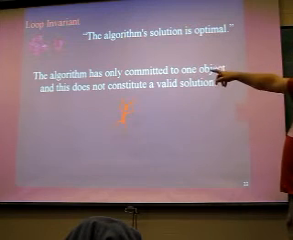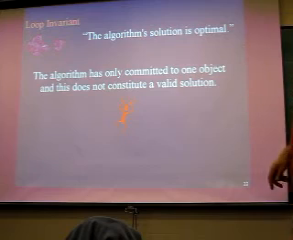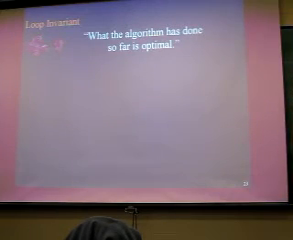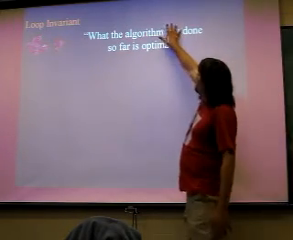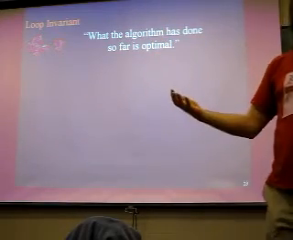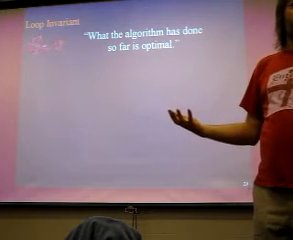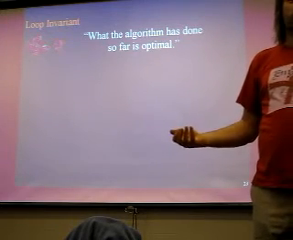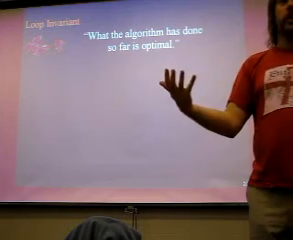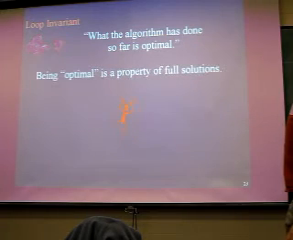The algorithm is only committed to one quarter, and this does not. Yeah, that's what's wrong with that one, right? We've only got one quarter. We don't have a solution. All right, here: well, the sub-solution, what we've done so far, is optimal, right? Is that a good loop invariant? Optimal to what? What does optimal mean? I only have a quarter. What does it mean for a quarter to be optimal? I know what it means for a solution to be optimal. I don't know what it means for a quarter to be optimal. So this is also a bad loop invariant.